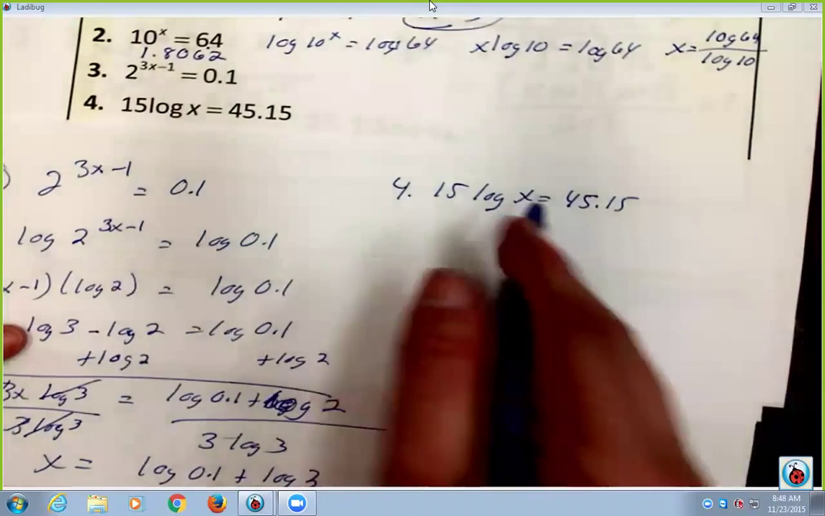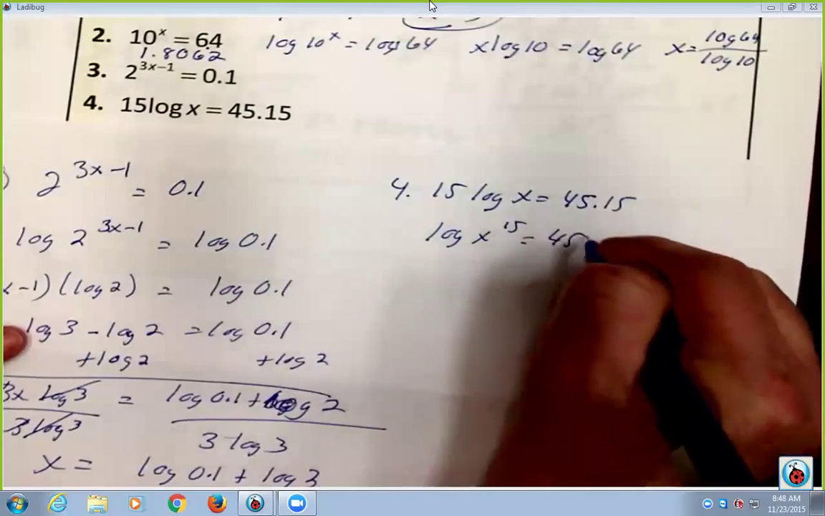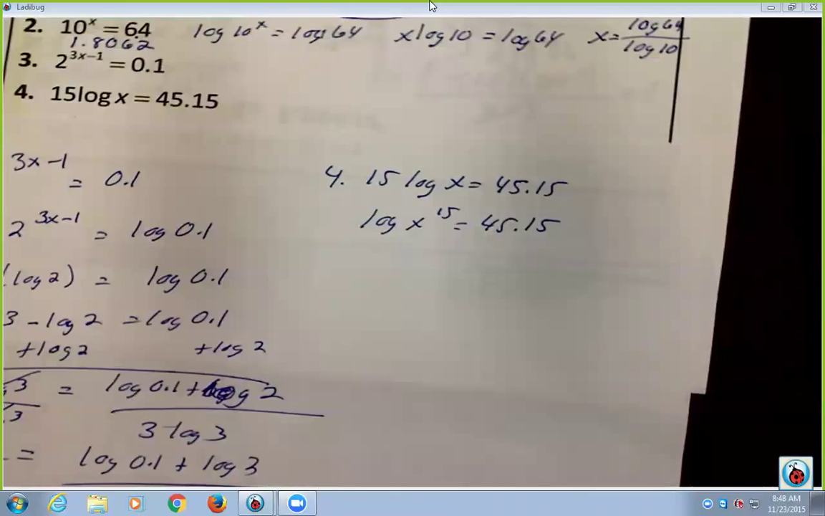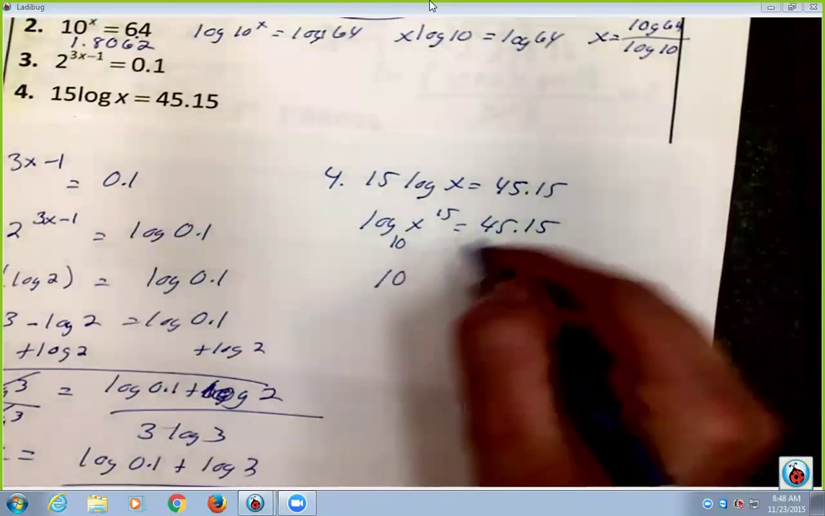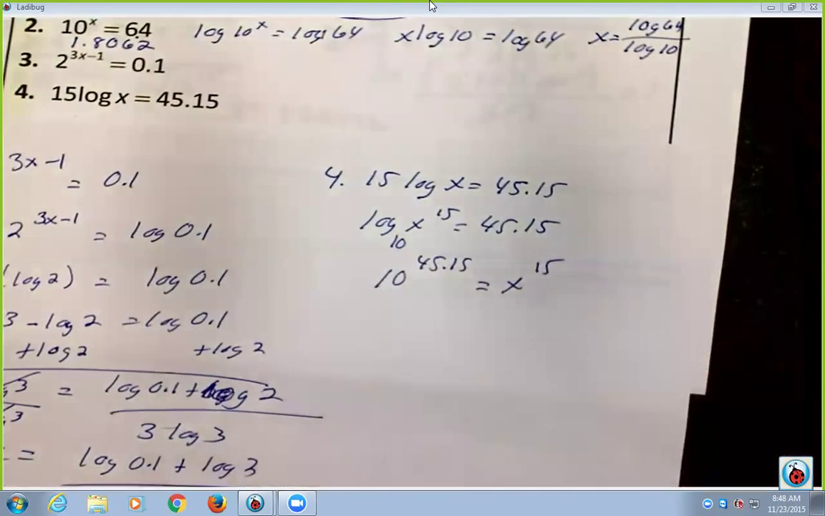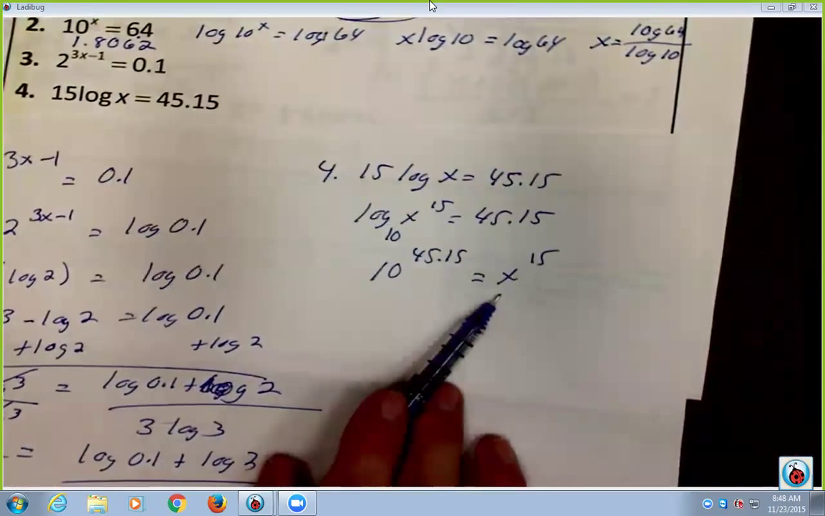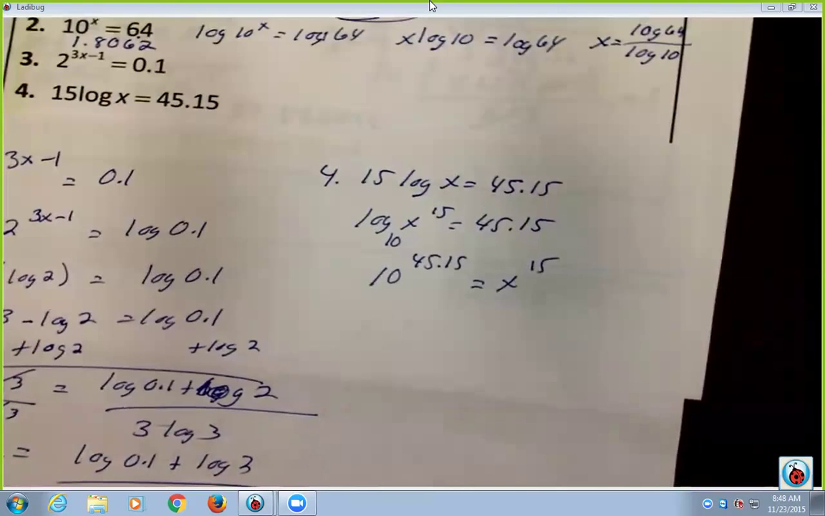Put my 15 back on top of my x. There's a 10 right here. So I have 10 to the 45.15 equals x to the 15th. This one, I'm not exactly certain why they put this one in there, and I don't know if you'll have one to this extent. But to get x all alone, how do I get it by itself? What would I have to do to get x all alone?